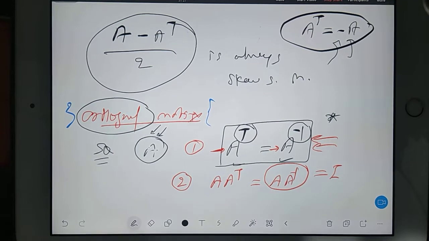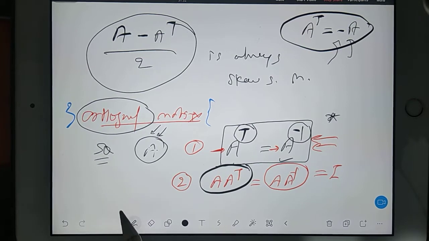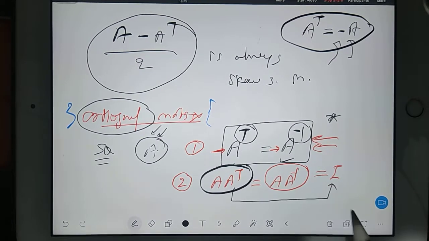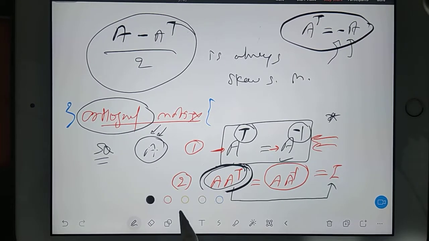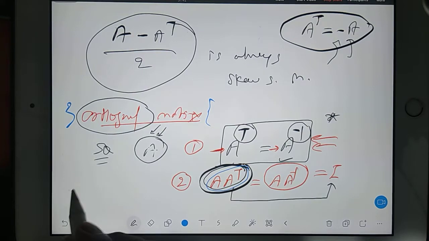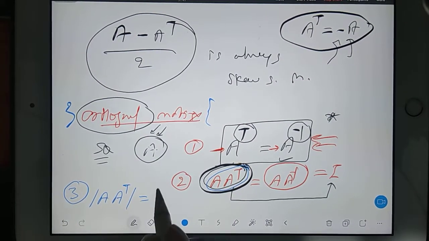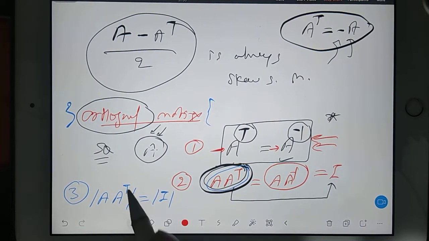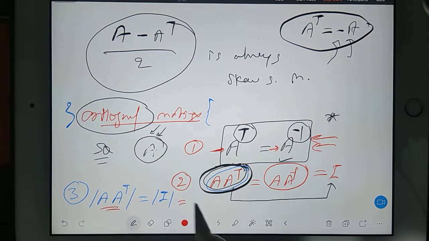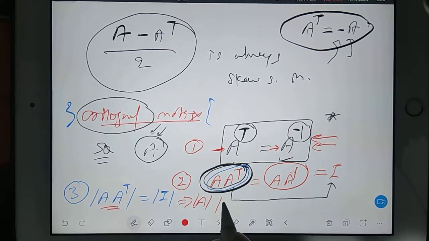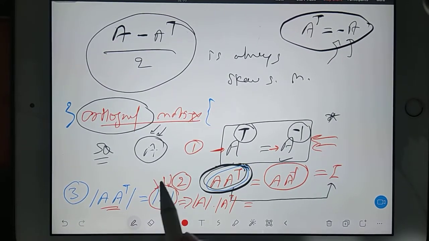And one more thing, if you are using this matrix property, I will take these two and find the determinant of the total. If I find the determinant of A into A transpose, it is nothing but the determinant of I. And you know determinant we can open in the same way. I can say determinant of A into determinant of A transpose, and that is nothing but the determinant of an identity matrix, which is 1.